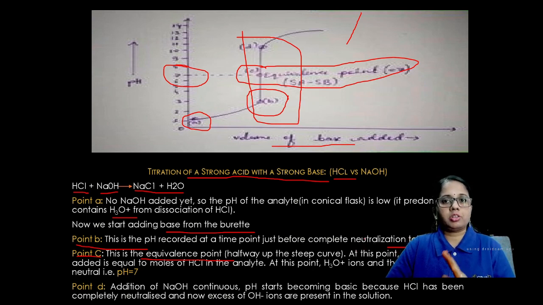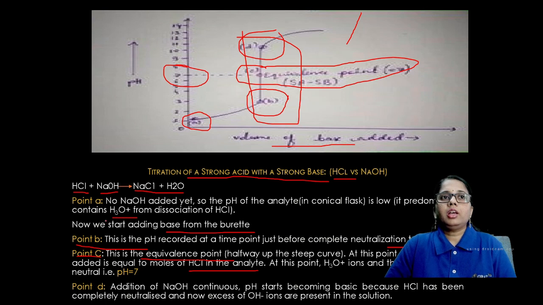The stoichiometry of the reaction completely takes place. So at this point, the moles of NaOH added are equal to the moles of HCl in the analyte. So H3O plus ions are neutralized, and therefore the pH is neutral. Now point D, that means the last point here.